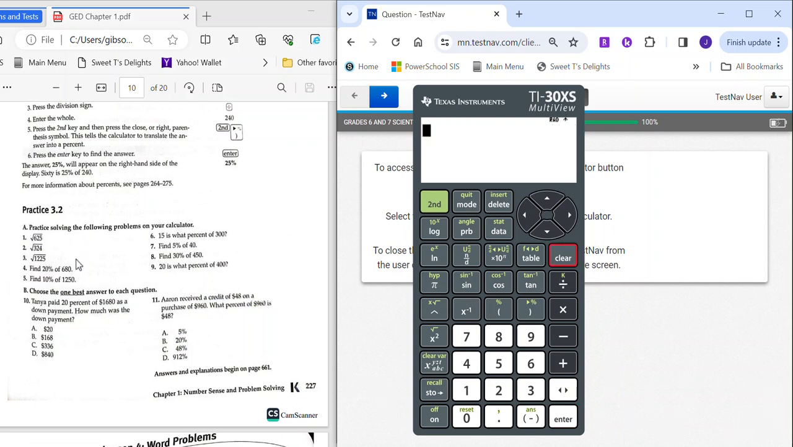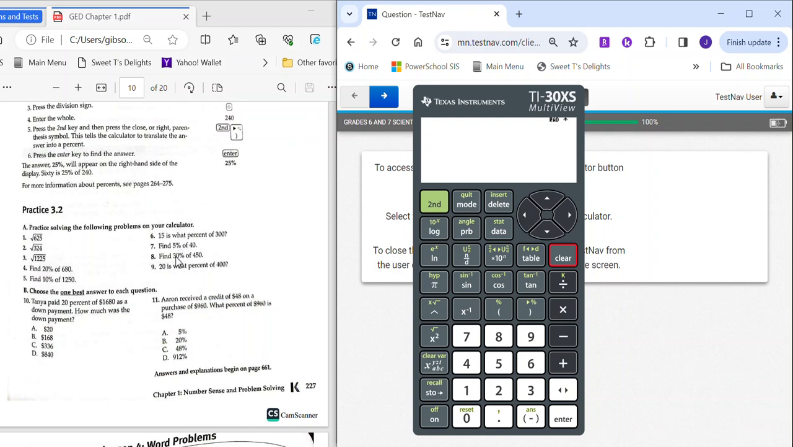So we'll clear that. And if you notice, number 5 is basically the same type of problem. We'll type our 1250 times 10, we'll press second and the percent key and press enter. So that'll give us 125. So we could clear that off. So that's number 5.